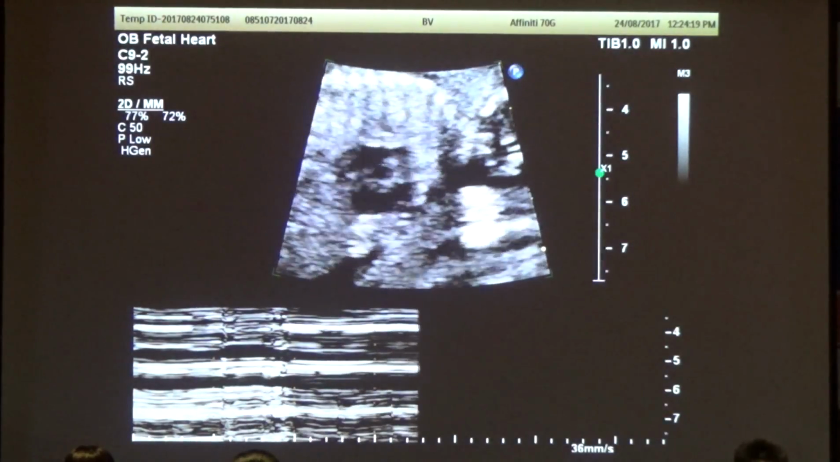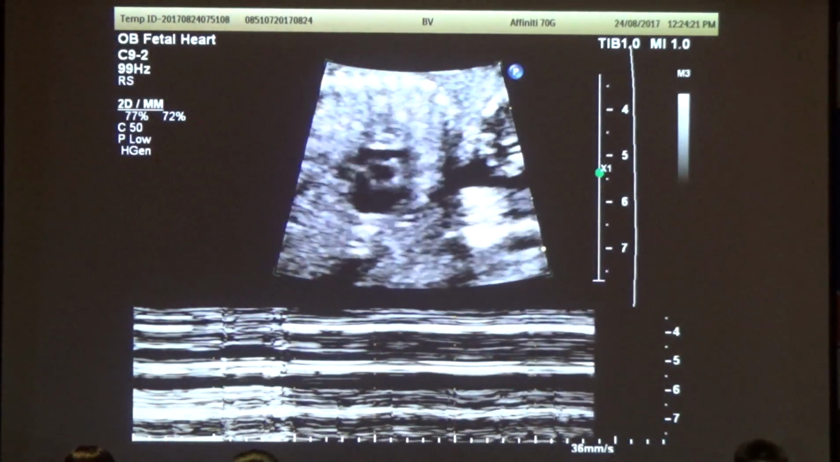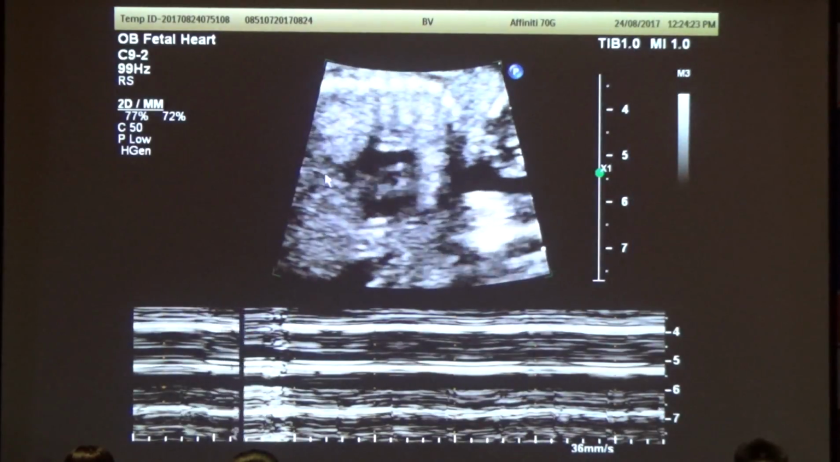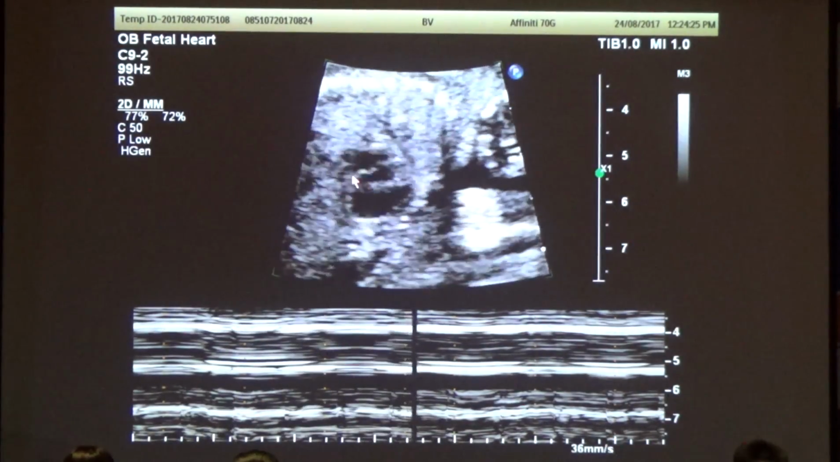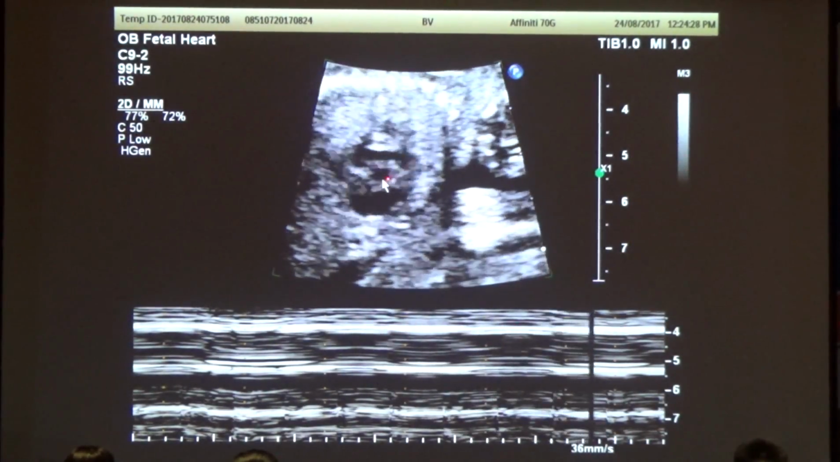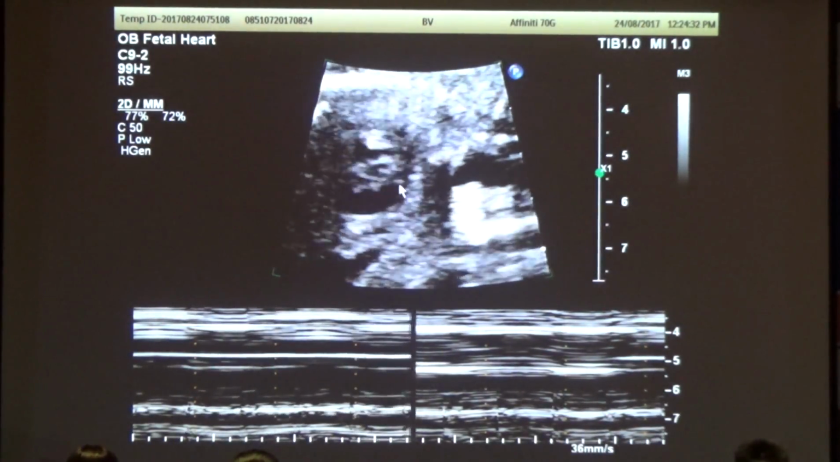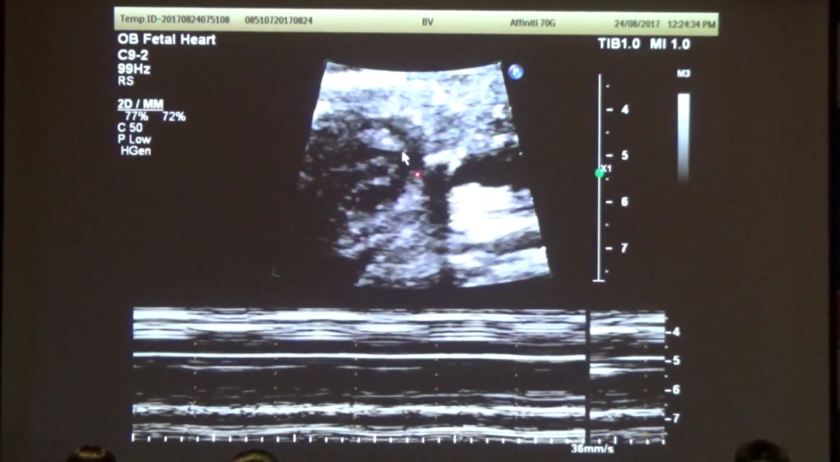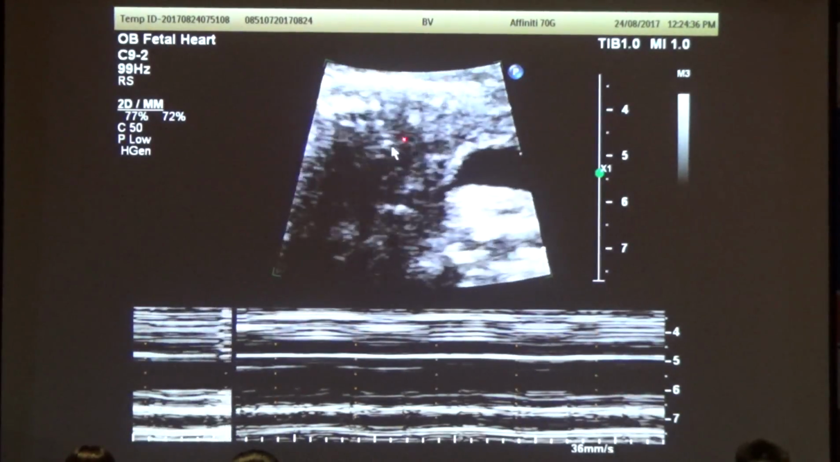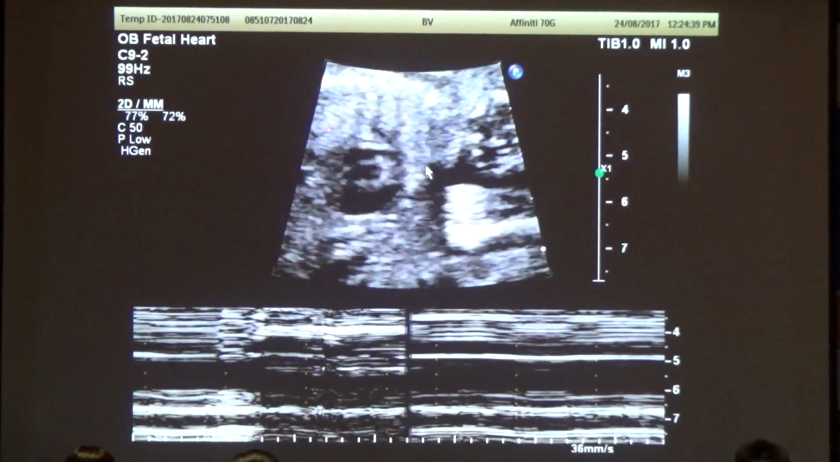Okay. Here's the tricuspid valve. This is the tricuspid valve. There's the aorta. Okay. There's the aortic valve there. Here's the pulmonary valve, and the pulmonary artery and the ductus and the descending aorta.